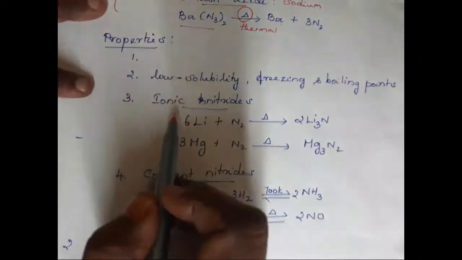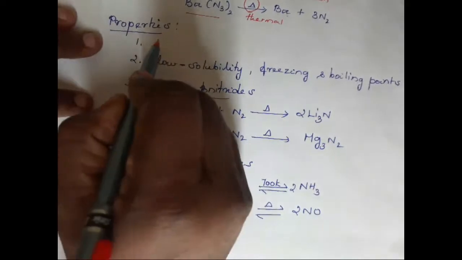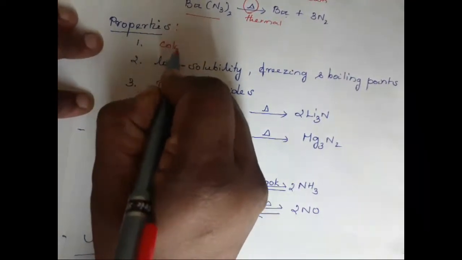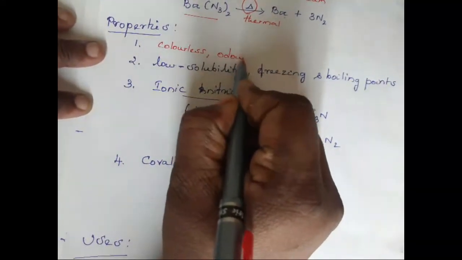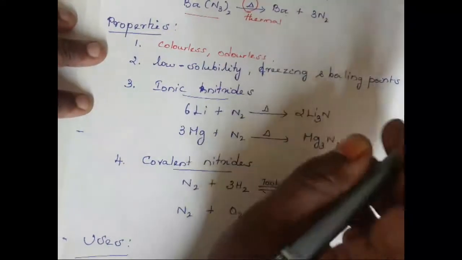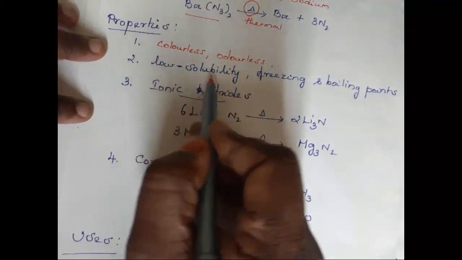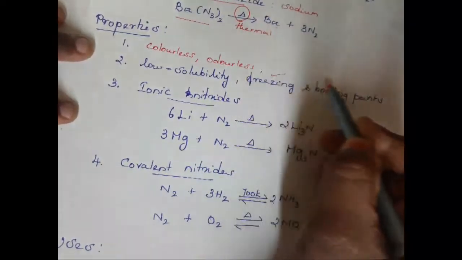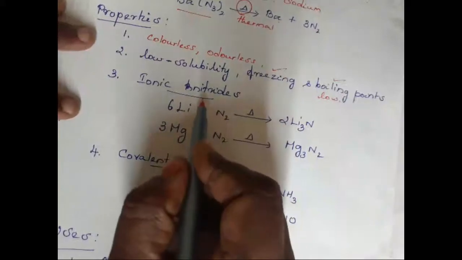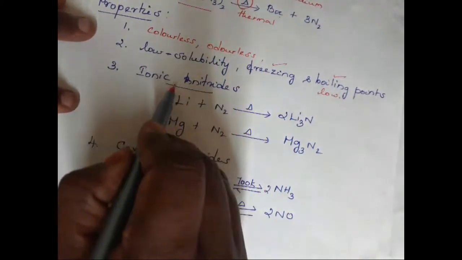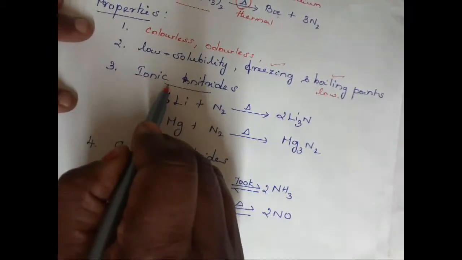Now let us see the properties of dinitrogen. As you all know, dinitrogen is a colorless, odorless, tasteless and non-toxic gas. It's very slightly soluble in water and its freezing and melting points are also very low. Now let us see the chemical properties of dinitrogen.